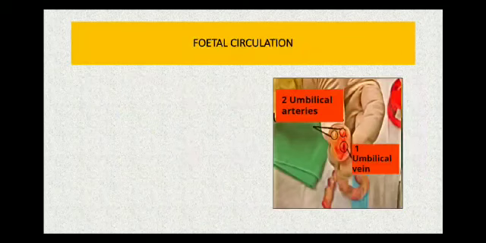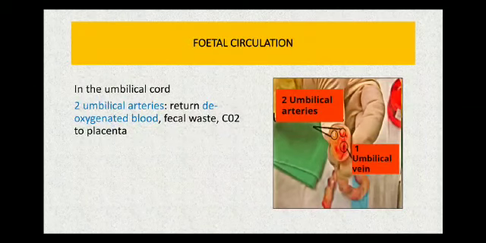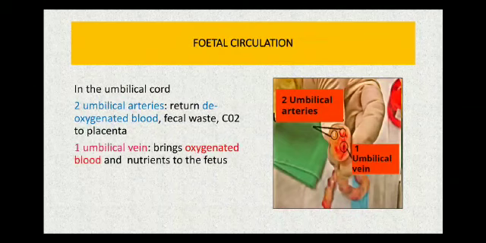So in fetal circulation, there are 2 umbilical arteries and 1 umbilical vein. And here the arteries are carrying de-oxygenated blood. So this is an exception. Usually arteries carry oxygenated blood. But the 2 umbilical arteries return the de-oxygenated blood, the fecal waste and the carbon dioxide to the placenta. And there is 1 umbilical vein that is going to bring the oxygenated blood and nutrients to the fetus.